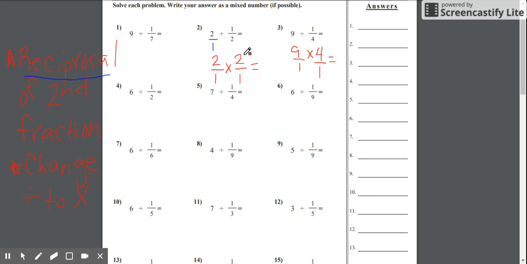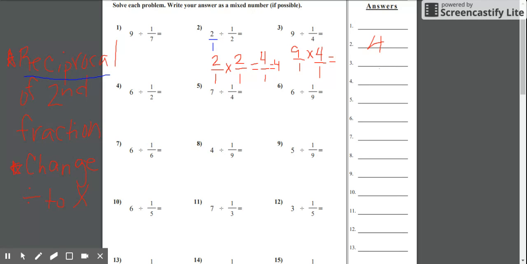So 2 times 2, I always multiply numerator times numerator. That's 4. And then 1 times 1 is 1. And I know 4 over 1 equals 4. So my answer to number 2 would simply be 4.